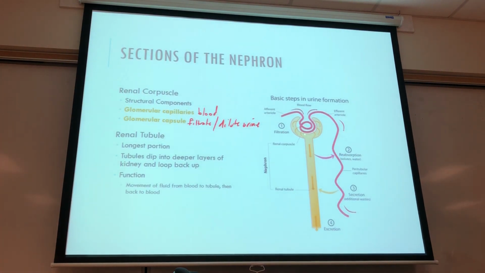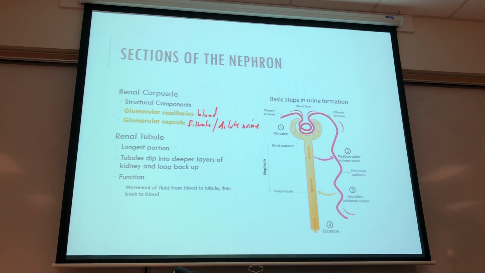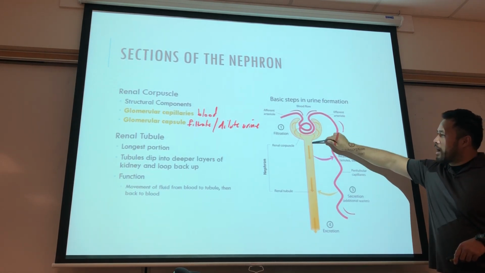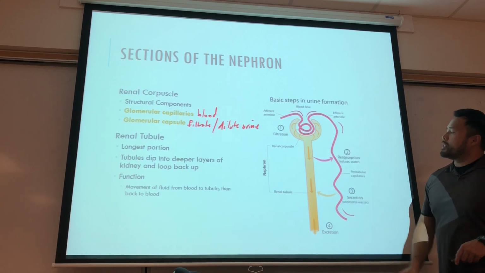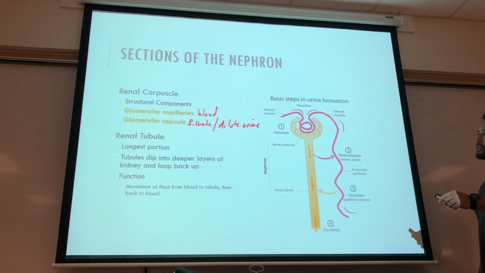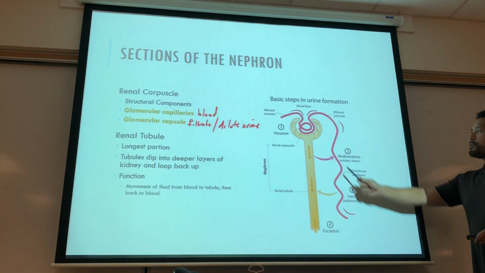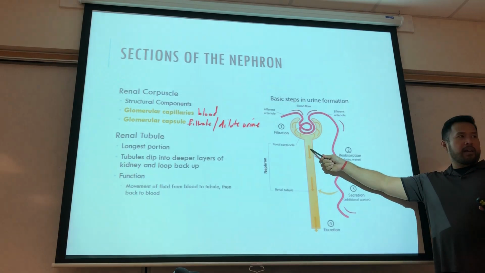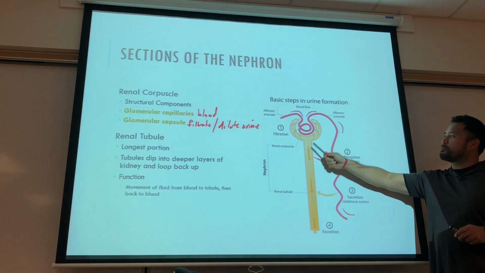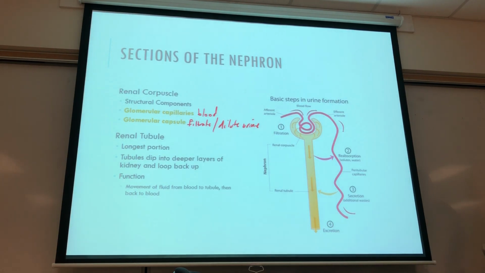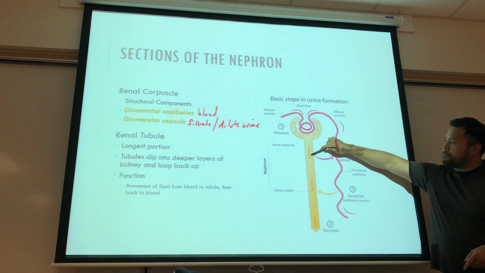That filtrate is going to move down the tubule, the tubule representing the longest portion. In this tubule, we're going to see what's called reabsorption. Reabsorption is what we're taking out of that dilute urine. There's a bunch of stuff in that urine that we need to recollect, namely water, some ions, as well as the glucose that's present. We'll talk about what's actually present in that filtrate on the next couple slides. We're reabsorbing stuff that we need.